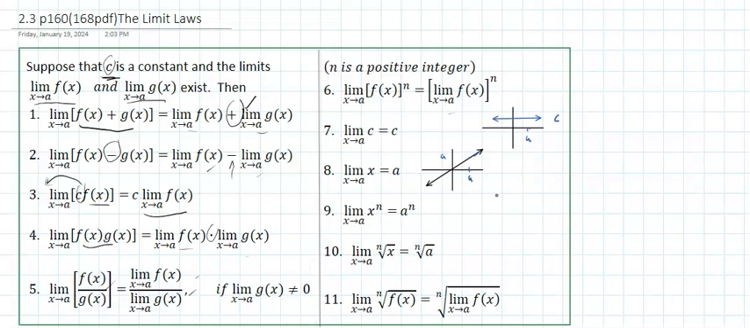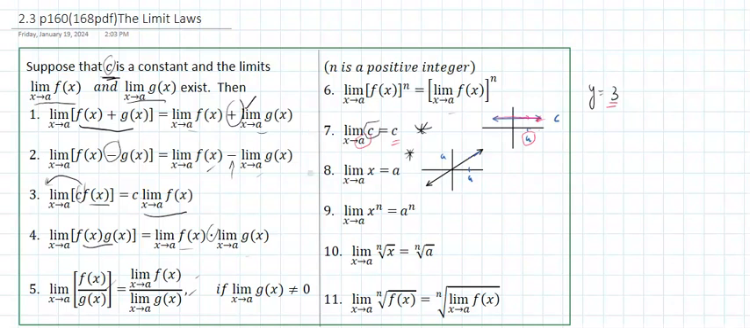Now, these are two special cases. If y happens to be a constant, the graph will look like this. If you take any value a, you approach from the left or the right, y will always be 3. So the limit of the constant is always the constant.